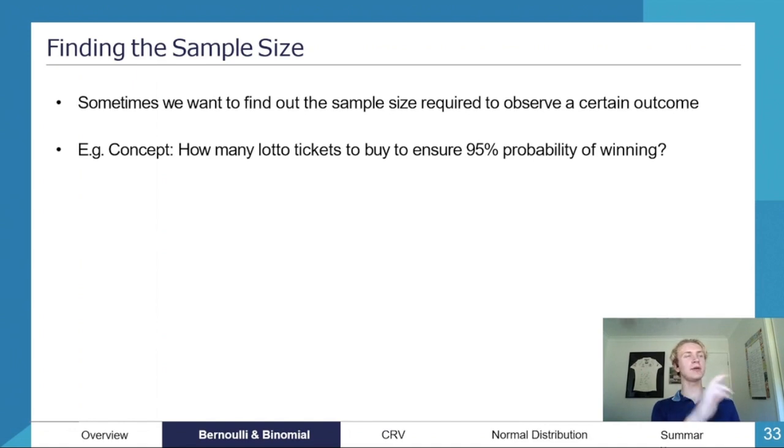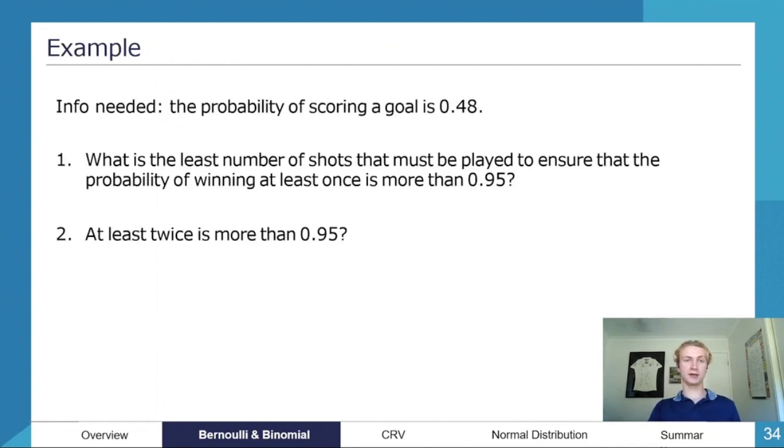Actually, we have been given R. We haven't been given the probability of winning on a single lotto ticket, because R would equal 1, because we only need to win once. R would be 1 up to N, and N is what we're trying to find. And then P of x equals R would equal 0.95, as you're going to see here. So the information we need is the probability of scoring equals 0.48.